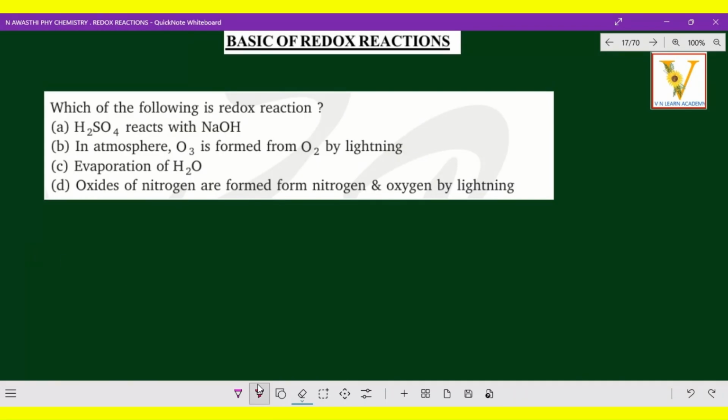Right now, option A. In that option A, what they mentioned is H2SO4 plus NaOH. Right, you are getting, see, this is a base and an acid, so you will get salt and water.